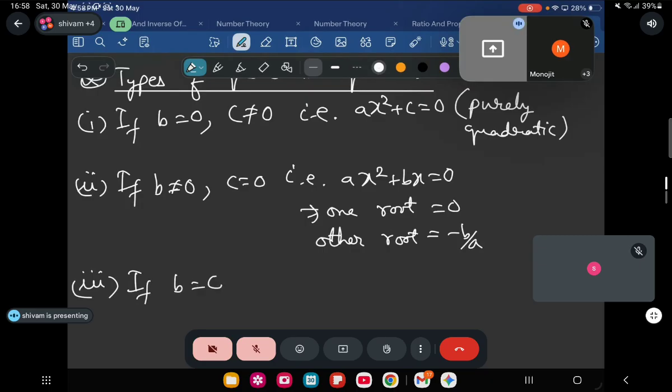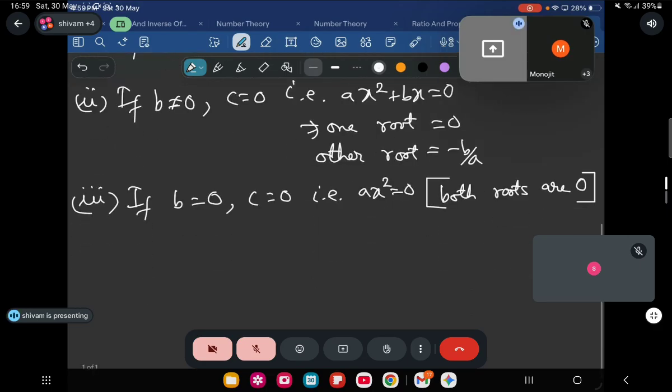If b equal to 0, c equal to 0, that is ax square is equal to 0. If x square is equal to 0, that means both roots are 0. That means it will just touch the origin and go back. How will the graph look like? The graph of this quadratic will look somewhat like this. In the last chapter, I have discussed what kind of a graph it will be. The graph of a quadratic is a parabola.